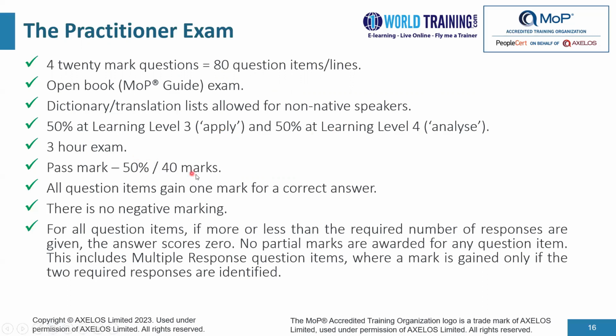You're expected to get 40 marks out of 80. In other words, 50% is the cutoff. All question items gain 1 mark for a correct answer. There is no negative marking. For all question items, if more or less than the required number of responses are given, the answer scores 0. No partial marks are awarded for any question item. This includes multiple response question items where a mark is gained only if the 2 required options are identified.